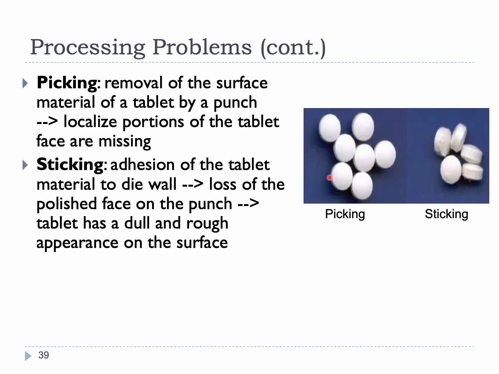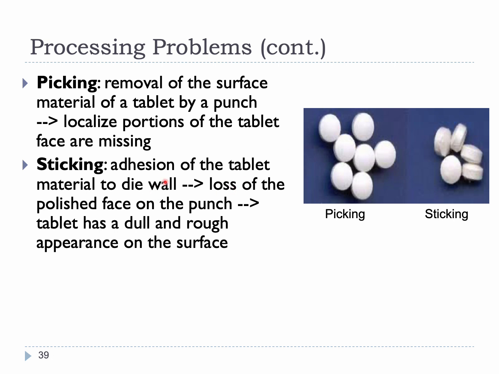Picking. Picking is the removal of the surface material of tablets by a punch. Usually, it happens in a local portion of the tablet's face, and the tablet face is missing some part. Usually, it happens when the lubricant is not used enough to lubricate the punch.